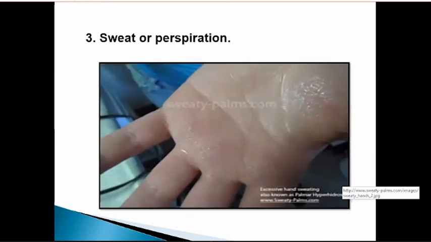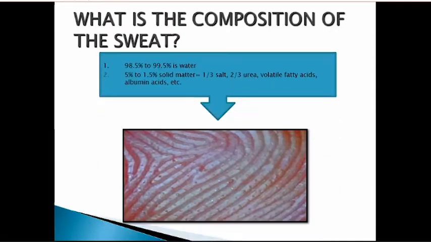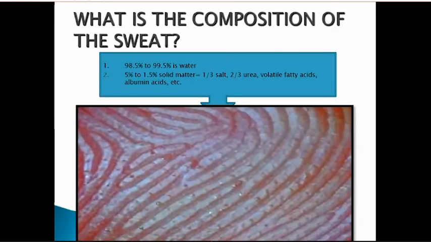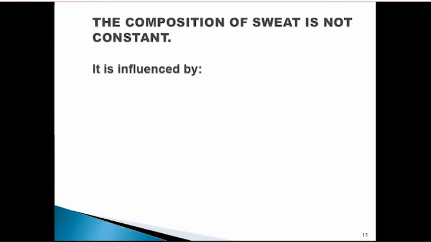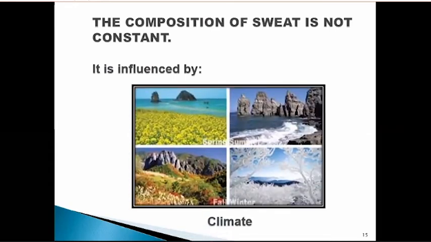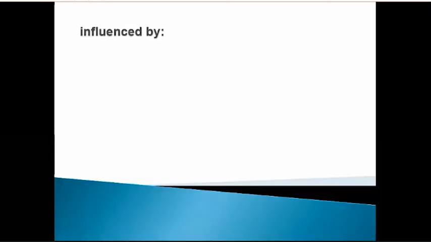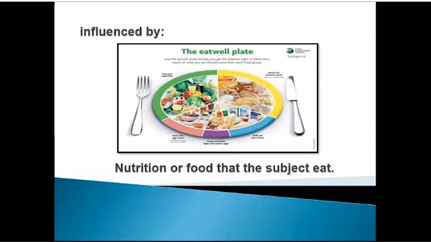Of course, by the sweat or perspiration. Diba? Because of the physiological activities of the body, magpapawis at magpapawis ang tao. So what are the composition of the sweat? 99.5 percent is water. So 0.5 to 1.5 percent solid matter, kagaya ng salt, volatile fatty acid, albumin, etc. Composition of the sweat is constant and influenced by climate. Diba? Pag masyadong mainit, siyempre nagpapawis ang tao. Another is of course by nutrition o yung kinakain natin.